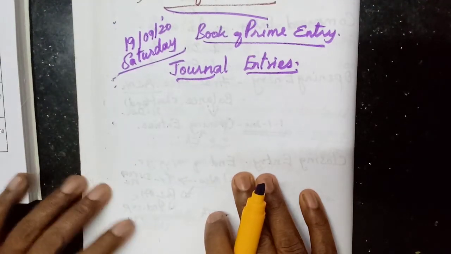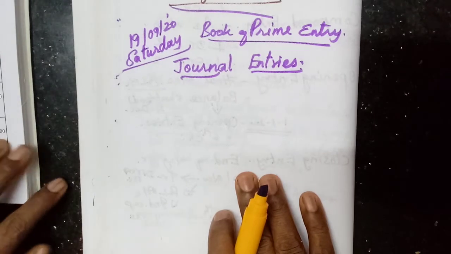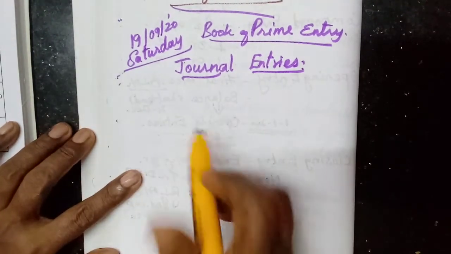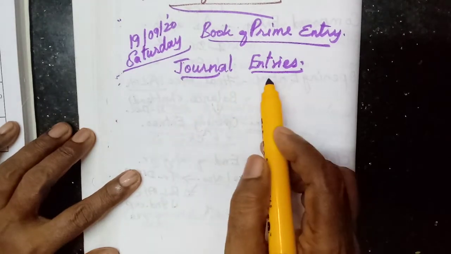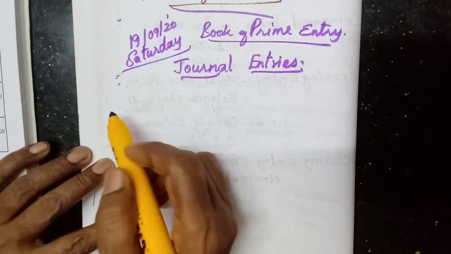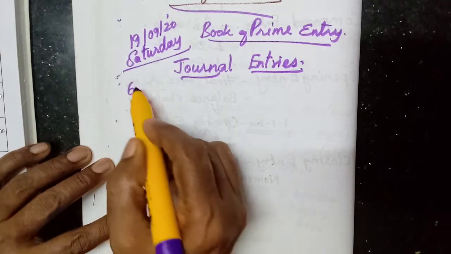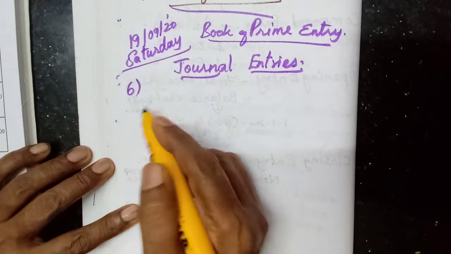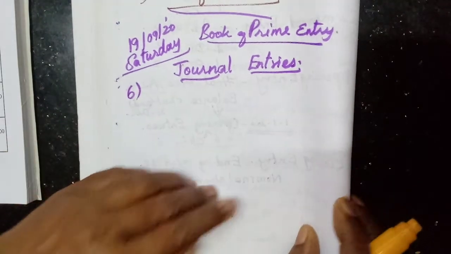All are good? Okay. Yesterday, what I have explained, I think you might have understood, isn't it? Now we are preparing journal entries, isn't it? Yesterday, that illustration 6 in your book, I was explaining, we were learning that one, isn't it? So today, we will prepare the journal entries for that illustration.